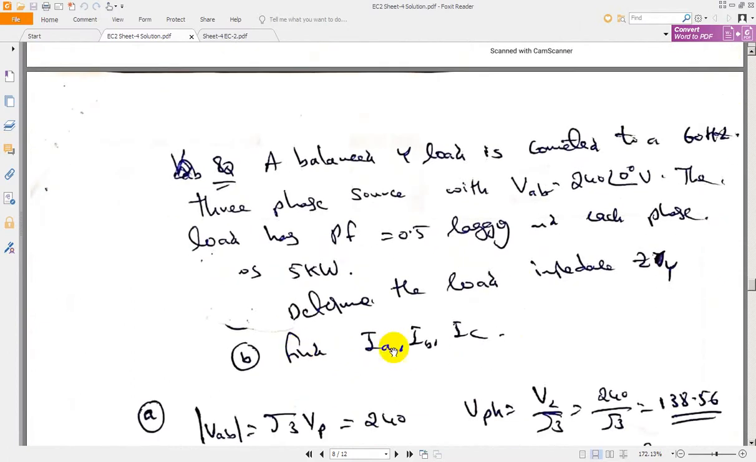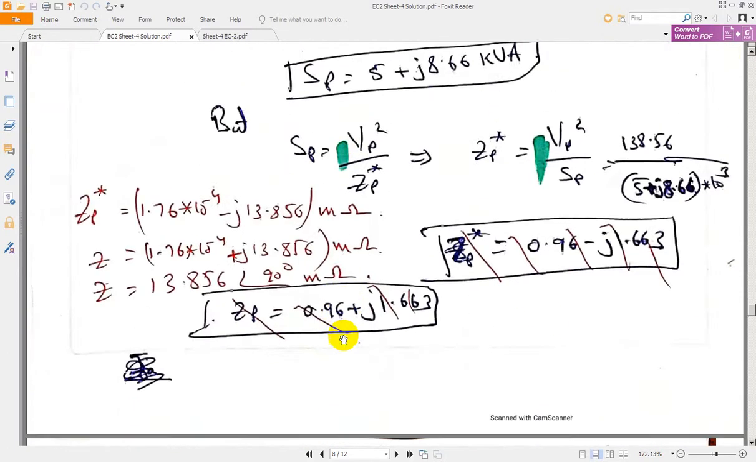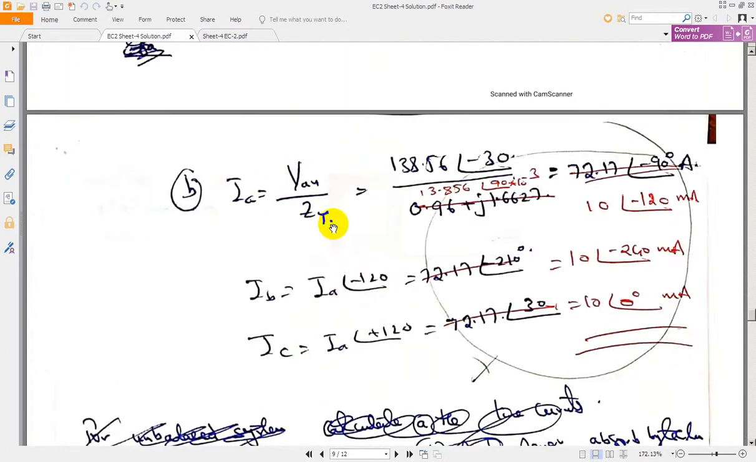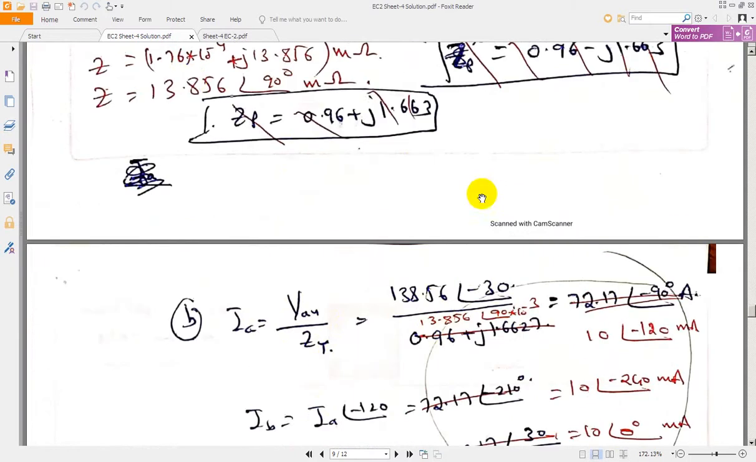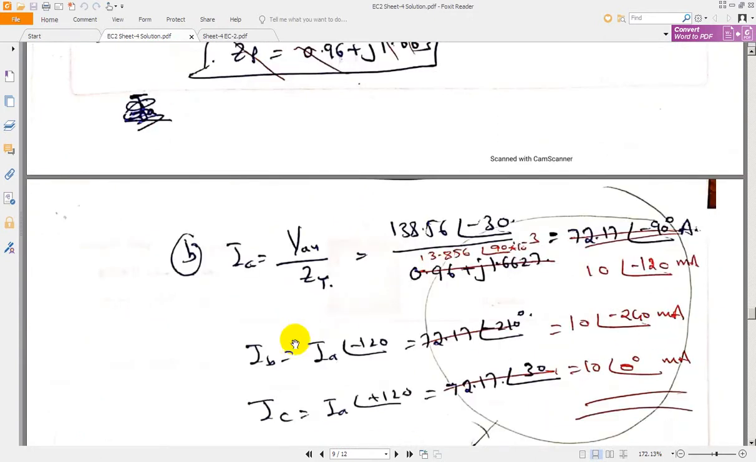Now the next thing is we need to calculate the line current. For the evaluation of the line currents, IA is equal to VAN by ZY. We got 13.856. VAN divided by ZY, you will get 10 at an angle of minus 120 milliamperes. So IB is equal to IA minus 120, IC is equal to IA plus 120. So 10 at an angle of minus 120, 10 at an angle of minus 240, 10 at an angle of 0 milliamperes. This completes your question number 8.